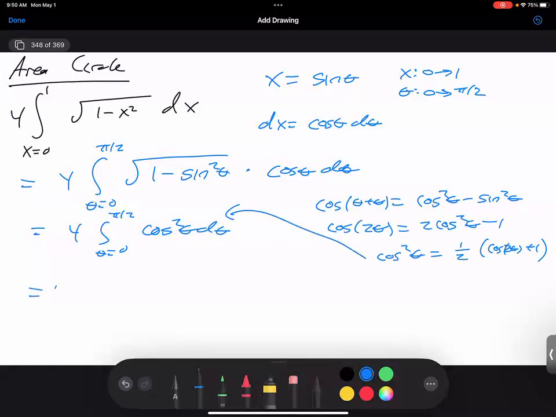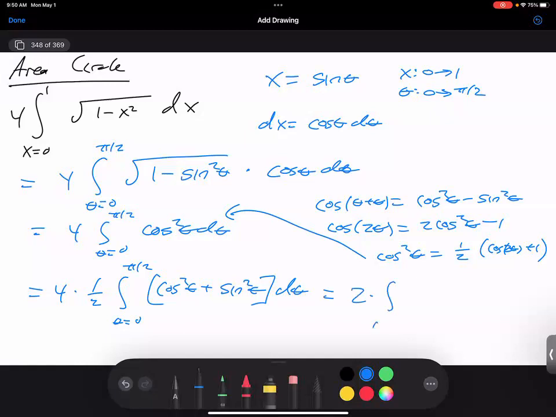You could also note that this is 1/2 the integral from theta goes from 0 to pi halves of cosine squared theta plus sine squared theta. I'm sorry, which is just 1. So you would get 2 times the integral theta goes from 0 to pi halves of 1 d theta, which is 2 times pi halves, which is pi, which is the area of a circle.